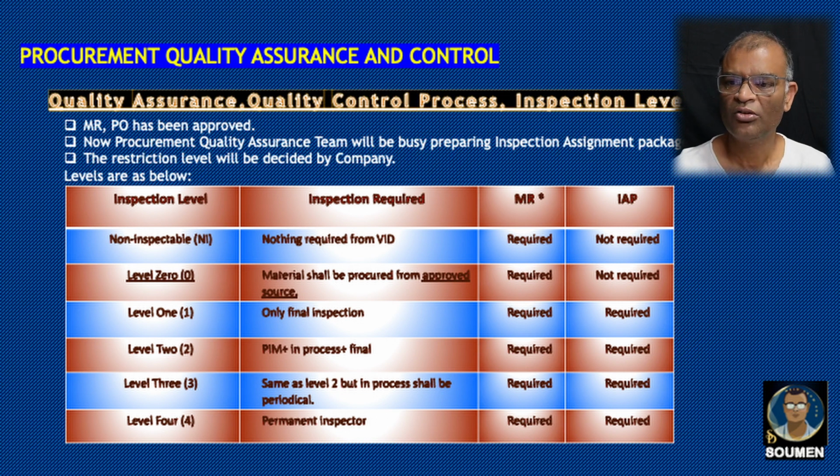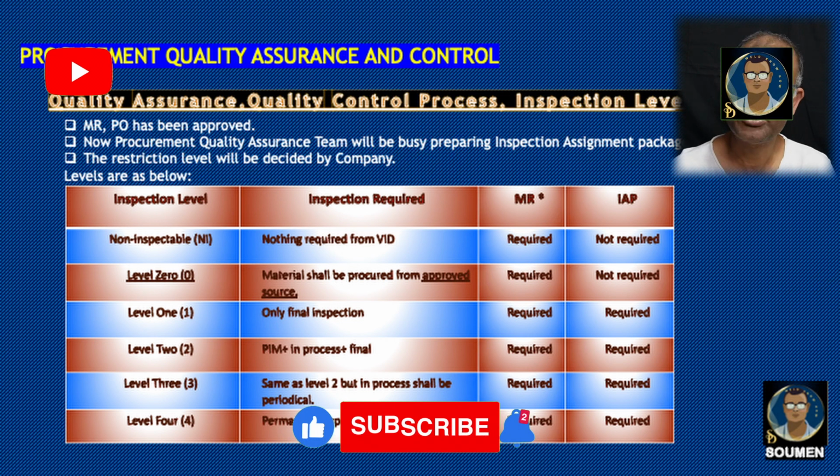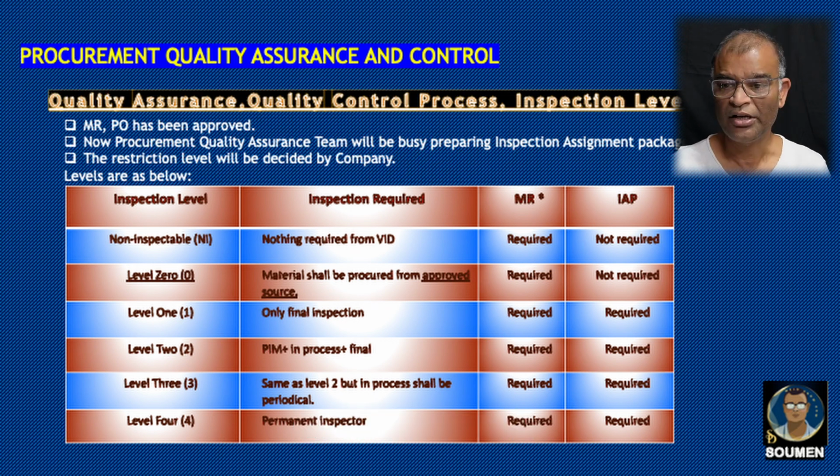So level 1, only final inspection is required. Then MR required, IAP also required. Level 2, level 3 and level 4, in every case MR and IAP required. Level 2, there is pre-inspection meeting also required, and then in process and final inspection also required. So you can see as the levels are increasing, the restrictions are also getting more strict. Level 3, actually it is same as level 2, but in process shall be periodical. That means in process inspection shall be more frequent.